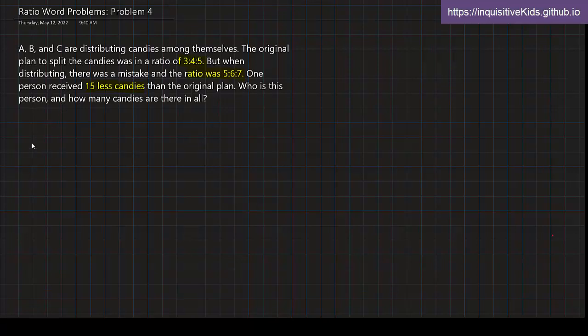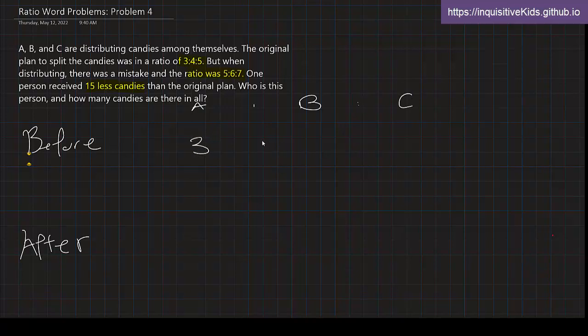This is going to be our before ratio, before the mistake, and this is our after. The before ratio is really just the plan, and the after is what really happened. So let's make this A to B to C. The before ratio was 3 to 4 to 5. We already know that, given in the problem. The second ratio is also given in the problem: 5 to 6 to 7.